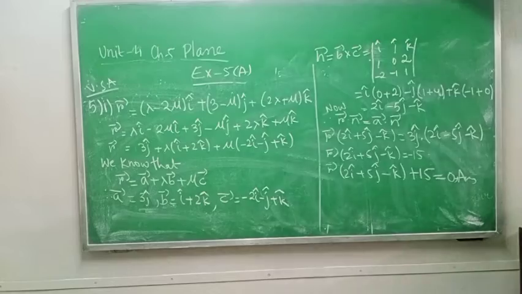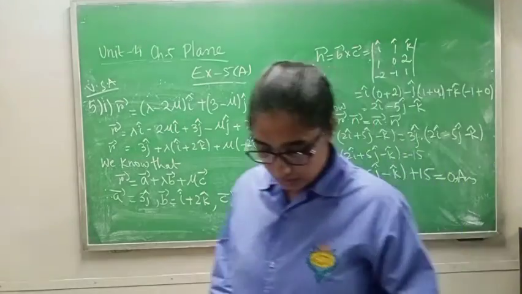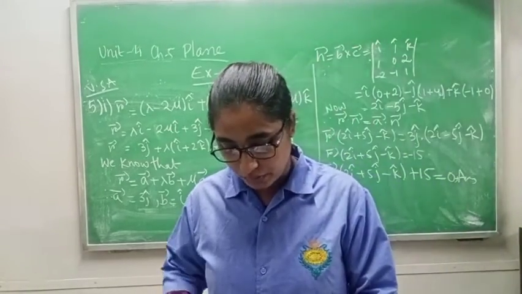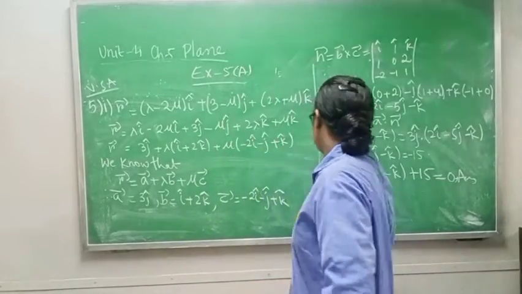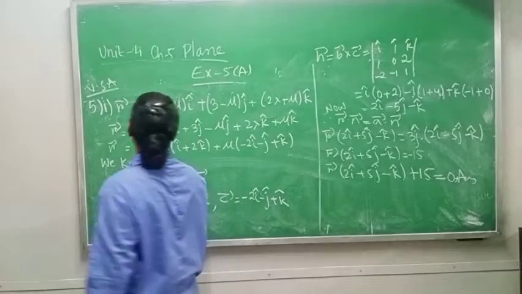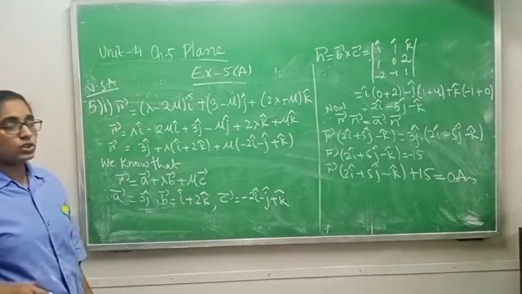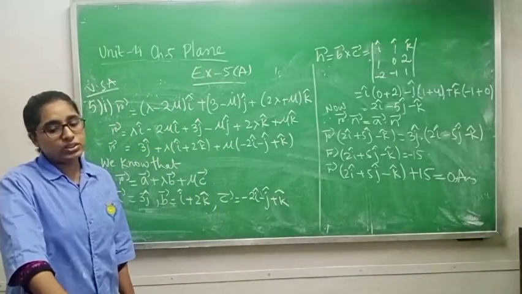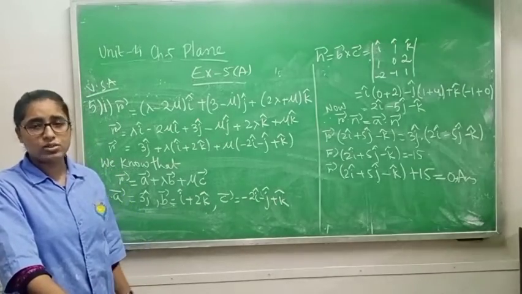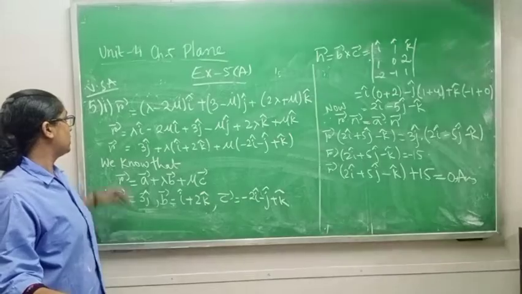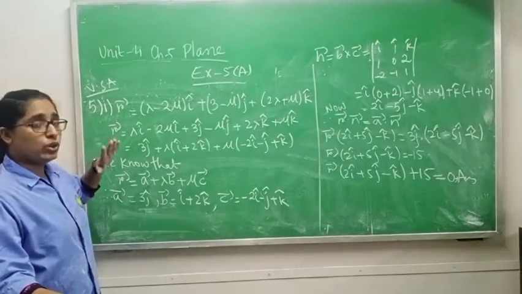Now class 12, see question number 5.1. It is written, find the vector equation of the following planes in non-parametric form. Non-parametric form means lambda and mu will not be present. That is known as non-parametric form. We know that we are finding in non-parametric form where lambda and mu are not present in the last two questions. So in this question, what we have to do, first we have to arrange.